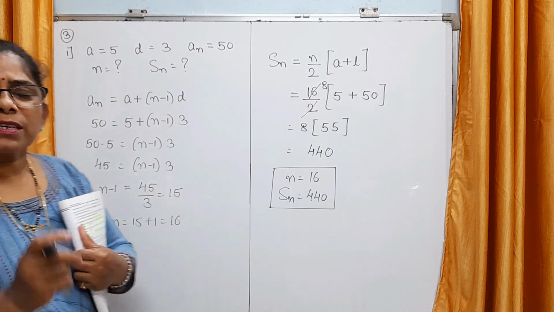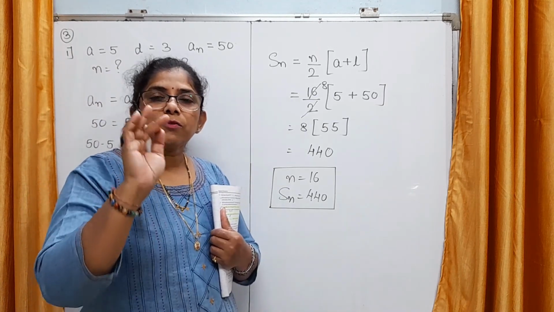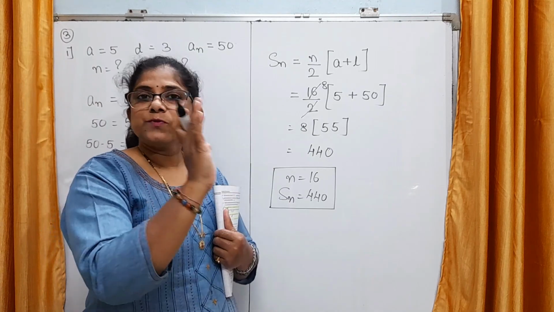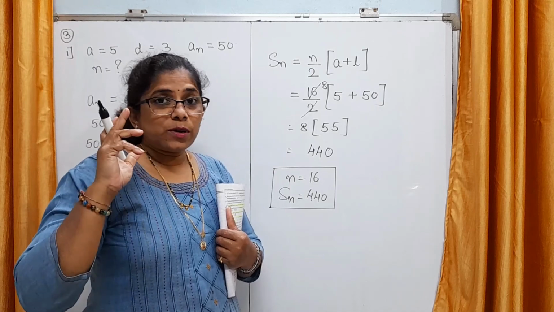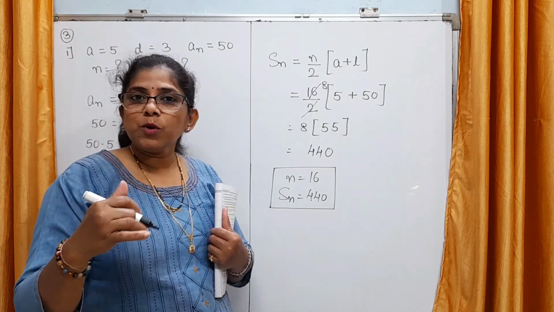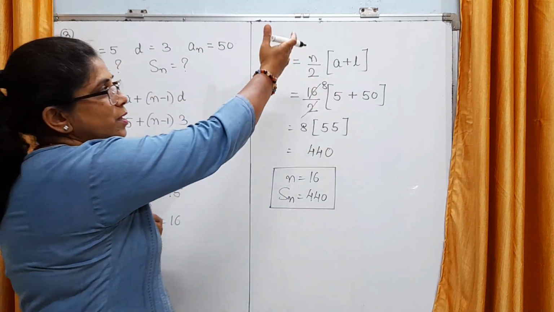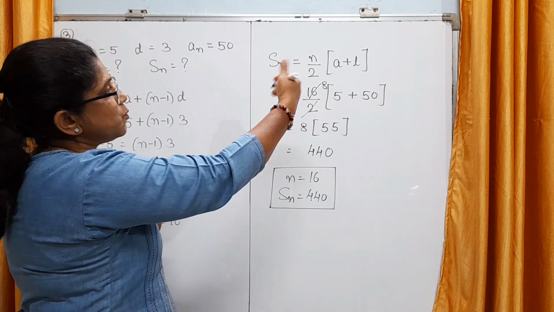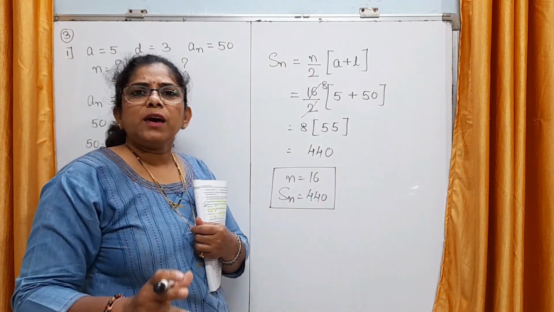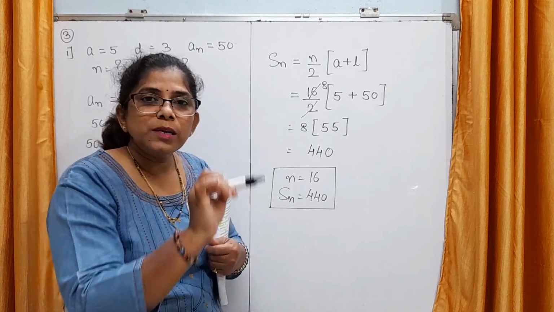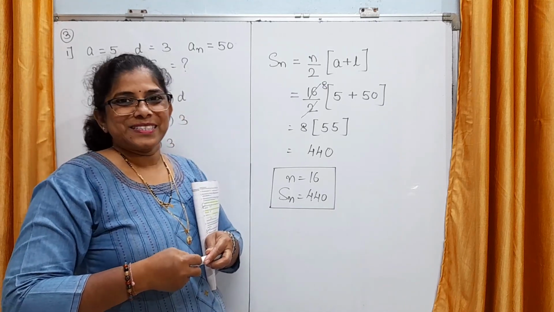It's very easy. I once again repeat that in this chapter AP, we have only 3 simple formulas. First one is for nth term, An is equal to A plus n minus 1 into D. Next one is for Sn, sum of the n terms, that is n upon 2 into the bracket 2A plus n minus 1 into D. And if we know the last term, we can use the simple formula of Sn, that is n upon 2 into the bracket A plus n. That's it. All the sums, whatever sums we have in this AP chapter are based only on these formulas. So now let's move to our next sum.